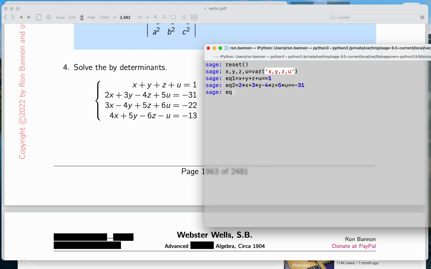EQ3, right? What's that going to be? 3 star x minus 4 star y plus 5 star z plus 6 star u, double equal sign, minus 22.